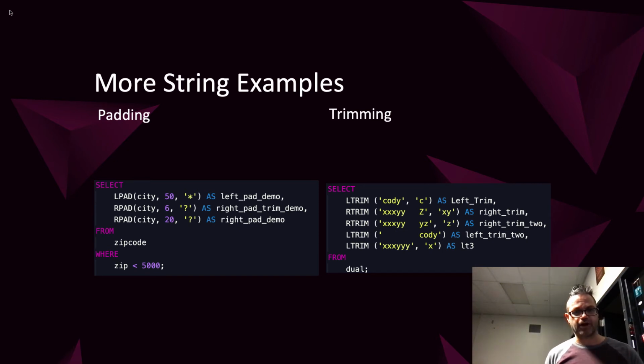On the trimming side, we have ltrim Cody, C, which will give me, from Cody, I get ody, because I take the C off the left side. On my rtrim xxxyy, capital Z, I'm not going to take anything off because the Z is not on the right side, so I won't chop anything. On rtrim xxxyy with a lowercase z, I'm going to take the z off, so it just ends with a y. On my ltrim Cody with no second parameter, I'm just going to chop off the spaces from the left, so I just get Cody. And then ltrim xxxyyy, I'm going to trim off all the x's because every x matches that, so I just get 3 y's in a row, and that's using the dual table as well.